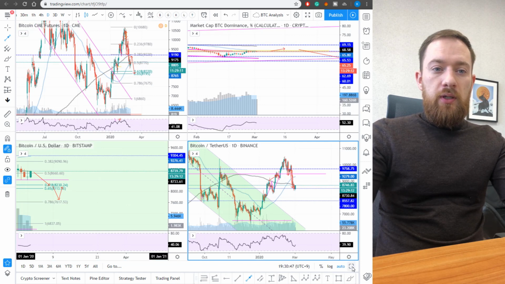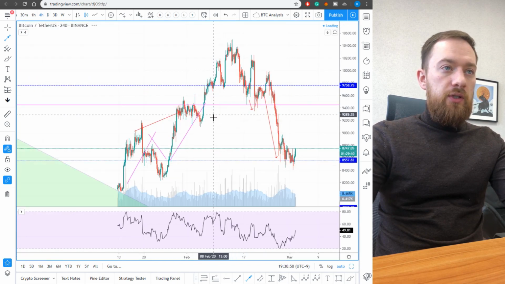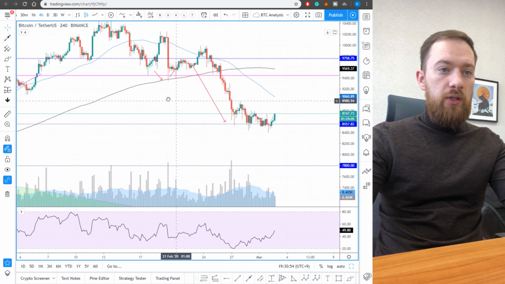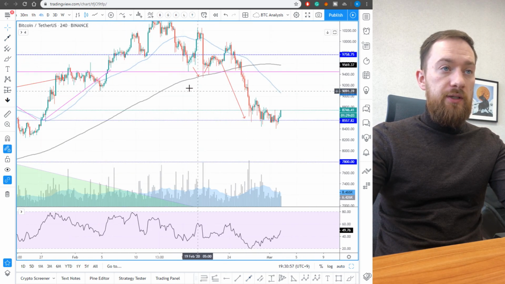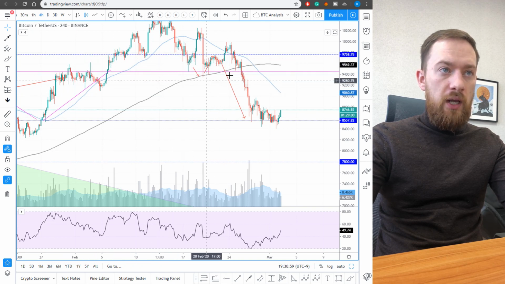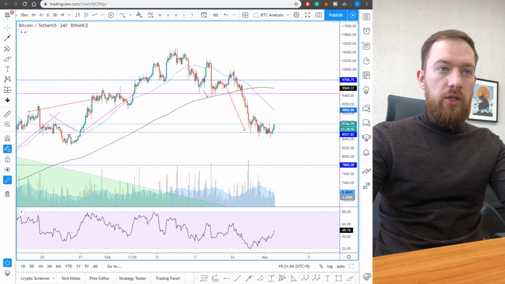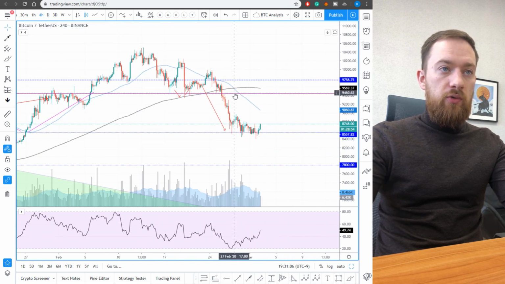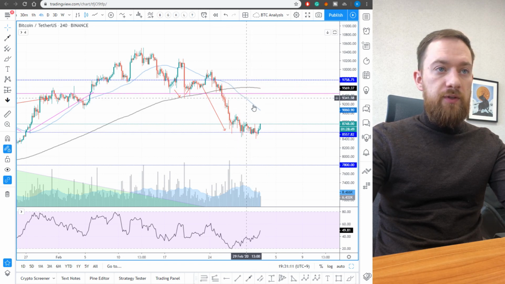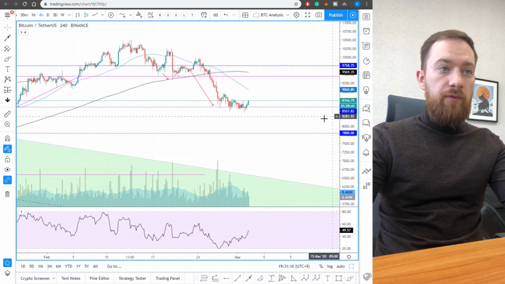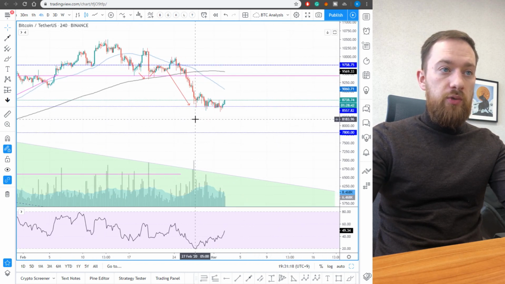Okay, let's go to the Binance exchange right now. This is where we trade, and this is our short-term predictions over here. So we'll go straight to the four-hour charts. What we can see here is that our previous analysis nicely laid out how the price actually moved. We can see that this cross already happened, the death cross, where the 50 MA is crossing below the 200 MA.